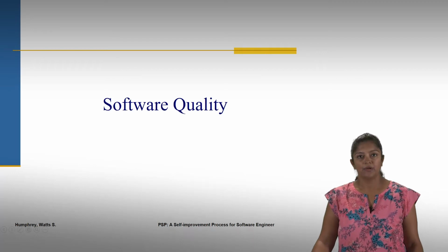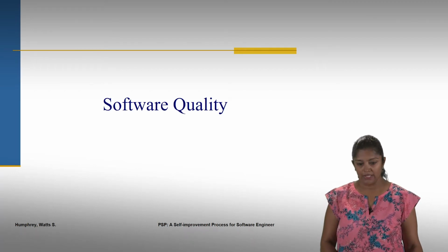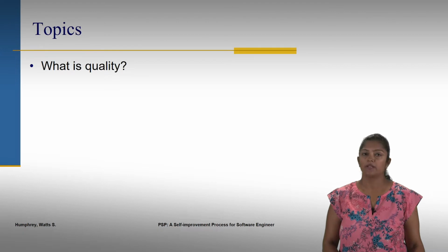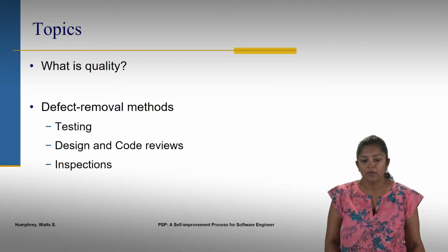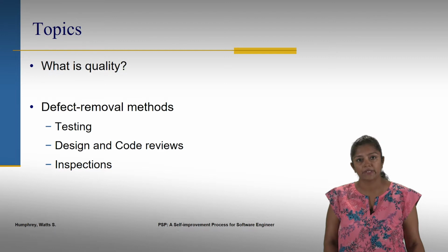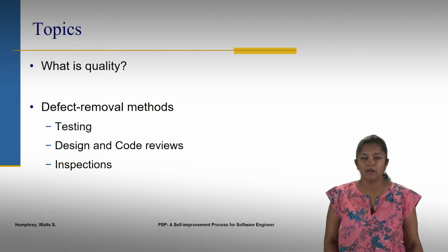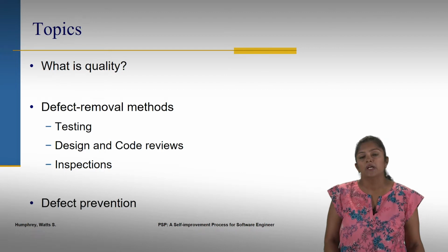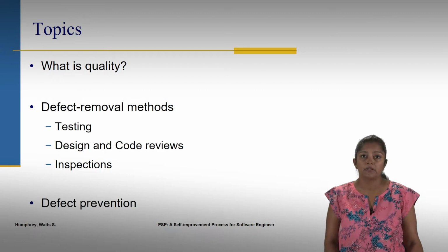Hi, in this video we'll go over software quality. The topics we will look at are what is quality and what comprises software quality. We'll look at different methods by which quality can be obtained, such as defect removal methods like testing, design and code reviews, and inspections. We'll briefly talk about each of these, and then we'll also talk about defect prevention.